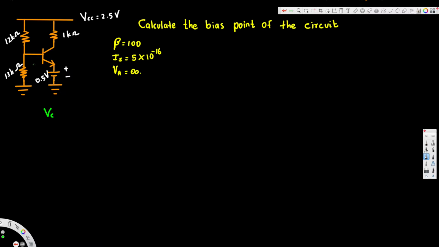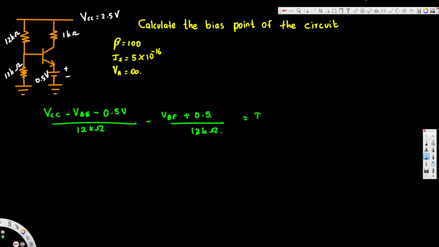If I apply KCL for this one, this is going to be VCC minus VBE minus 0.5 voltage. Sorry, 0.5 voltage right here, and then the resistor in between is 12 kilo ohm, and also VBE plus 0.5 divided by the resistor in between, that is 13 kilo ohm, and that is equivalent to base current IB.